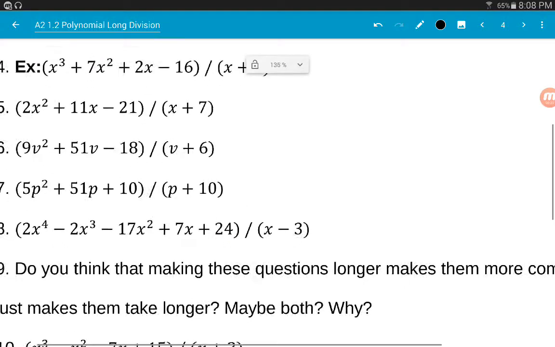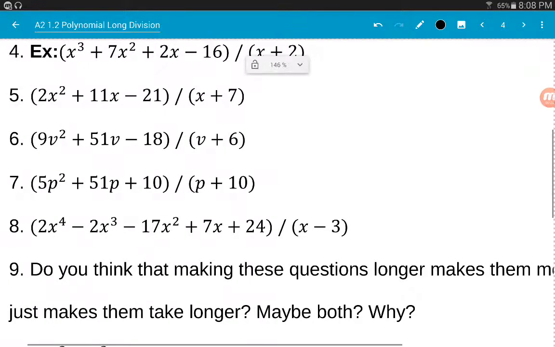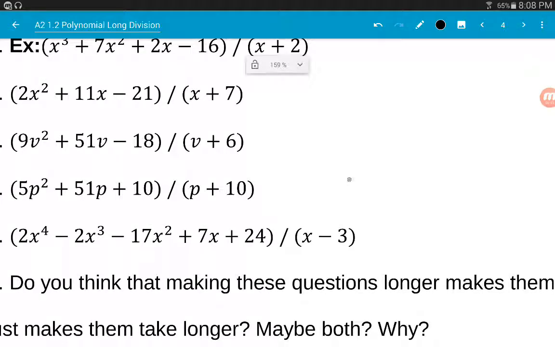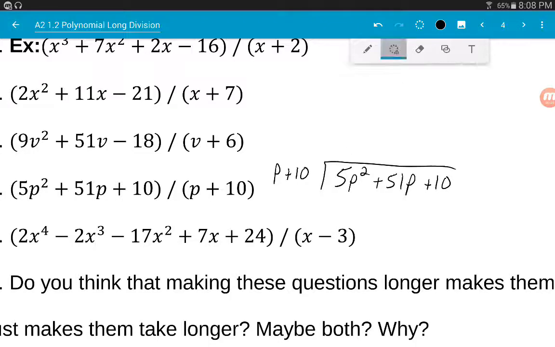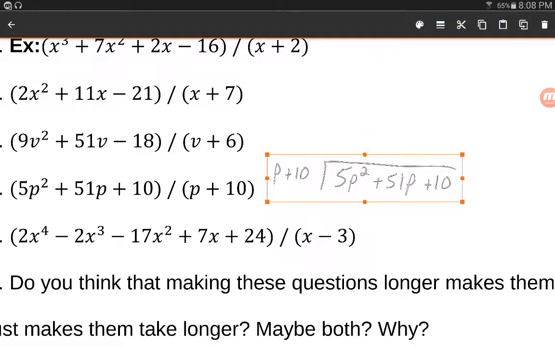8. And actually while I'm here, I'm just going to copy down question 7 because I don't have it pre-written on my other page. So that one's going to be 5p squared plus 51p plus 10, all divided by p plus 10. I'm just going to grab that and bring that over to my loose leaf.